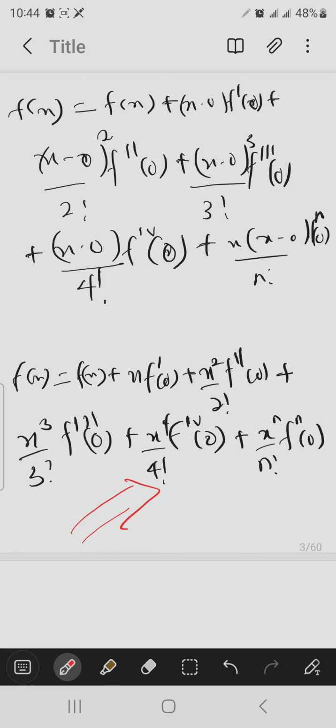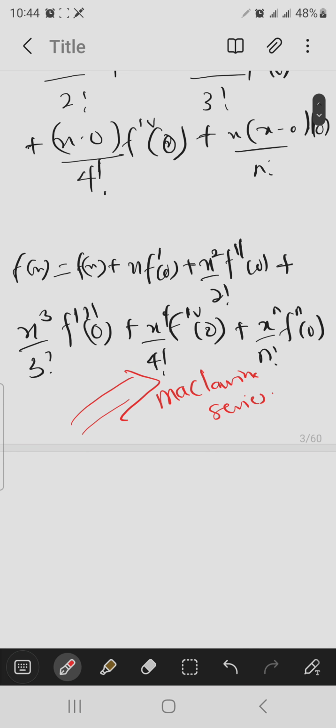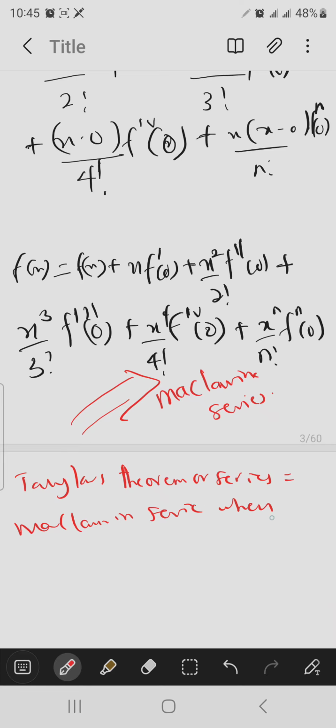So now this equation that I've written will now be equal to what? Maclaurin series. It means that when we have Taylor series, when x not is equal to 0, Taylor's theorem or series will be equal to Maclaurin series. So that's the rule.